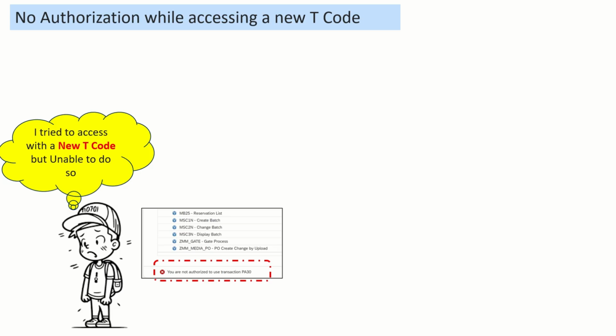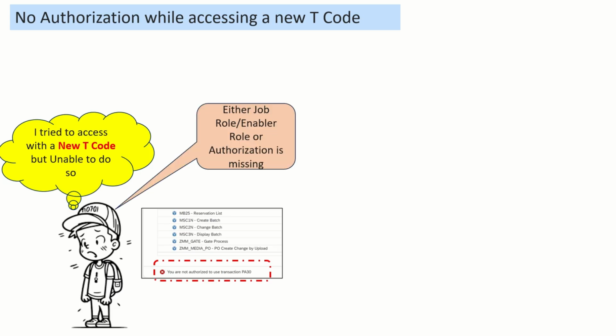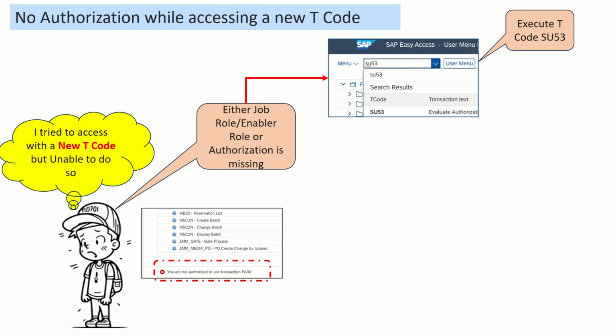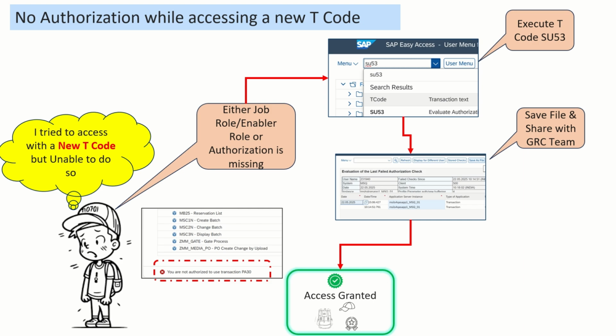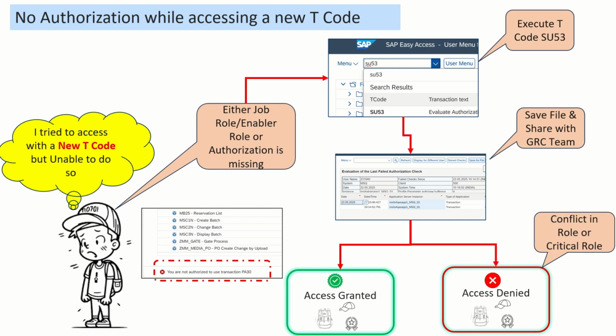In certain scenarios, user needs to execute the T code SU53 and then save the file and share it with the GRC team. As a result, either access is granted or denied in case of conflict in role or critical role. Thank you.